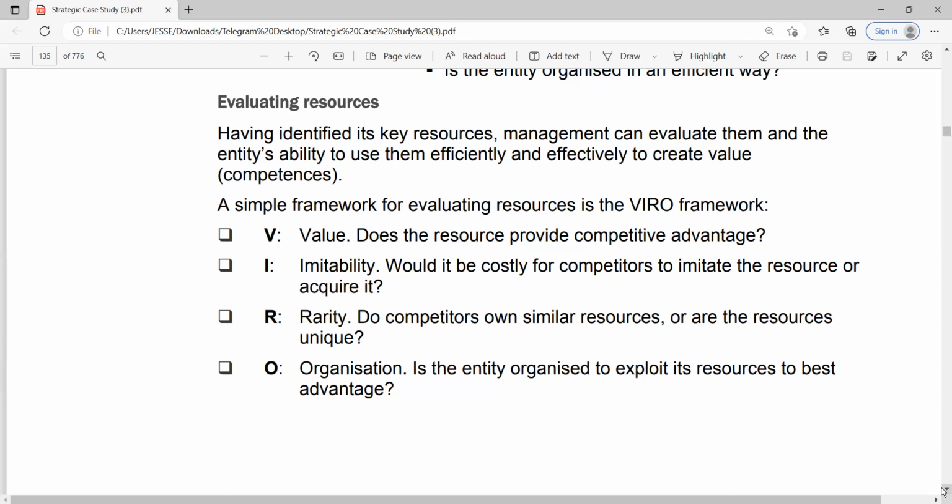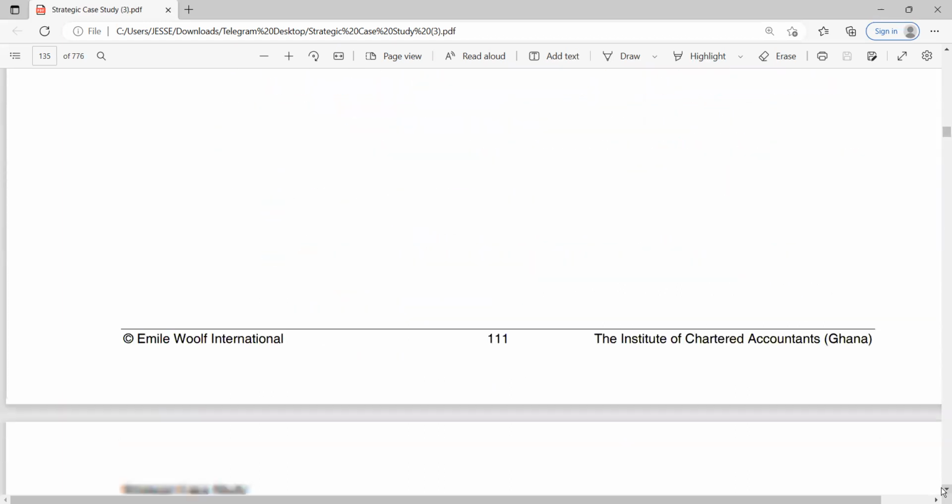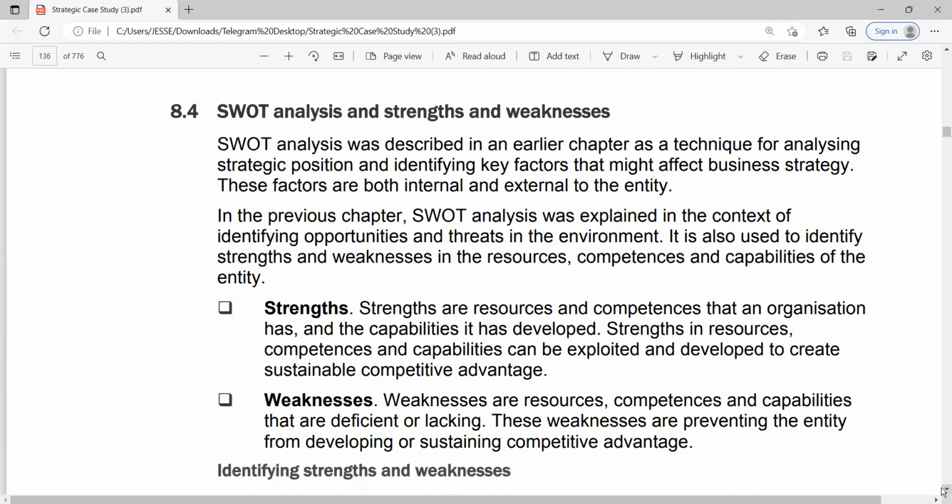Then you have O, which is organization. Is the entity organized to exploit its resources to best advantage? How is the entity organized or structured? Because the organization has to be structured in a way to be able to exploit resources. Very, very key. So the VRIO framework, please remember that. Now let's talk about SWOT analysis and strengths and weaknesses.